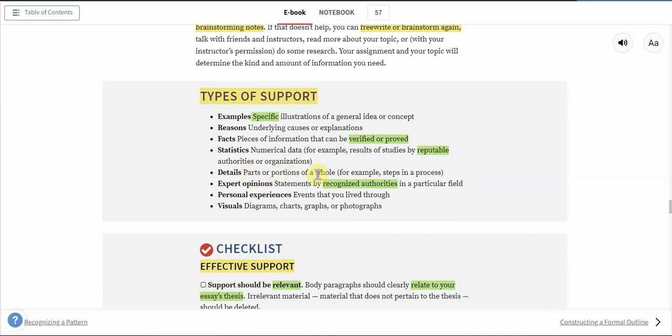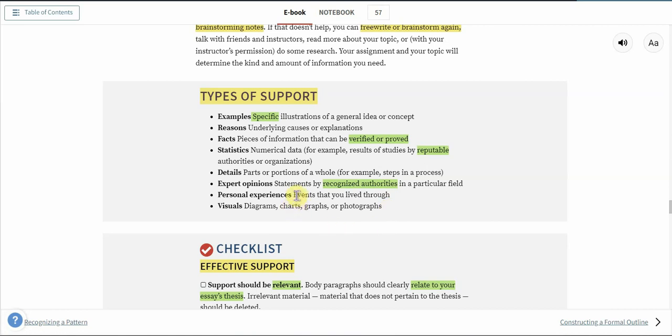Details, parts or portions of a whole. So again, I'm looking at small things that give us that color that brings things to life, right? Expert opinions, so these would be recognized authorities in a particular field. So you need to make sure that when you're going to bring in somebody's information, do a little research to make sure, well, who is this person? Are they really someone that I should quote with authority, right?